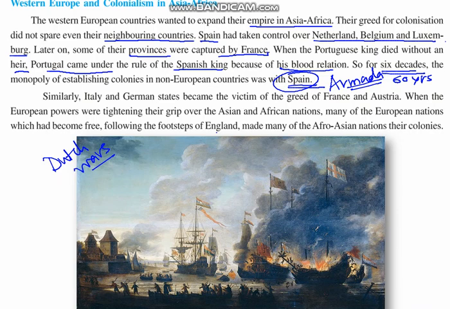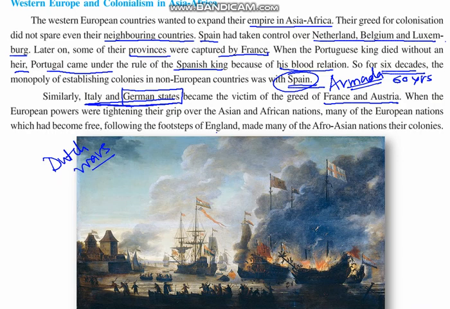Similarly, Italy and German states became the victim of the greed of France and Austria. So France and Austria were again European countries. Now at that time you will know that there was no Germany actually. Germany was unified later on. So Italy and German states became victim of France and Austria.